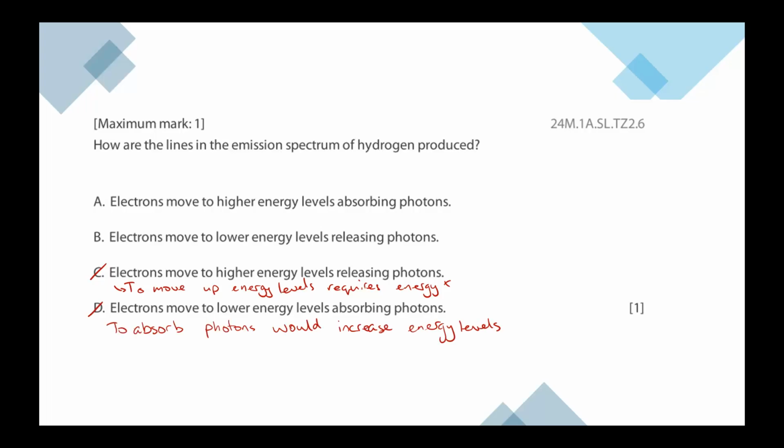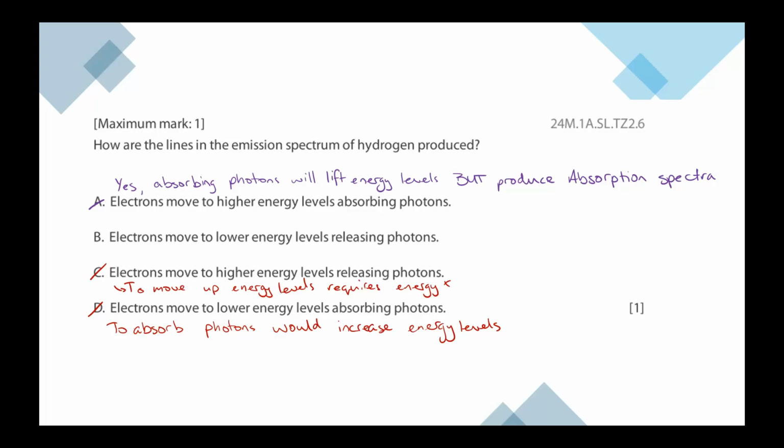D: electrons move to lower energy levels, absorbing photons. So when you absorb a photon, you're absorbing energy, right? So in that case, you would actually go up, not down. Up energy levels, not down. So to absorb photons would increase energy levels. What about A: electrons move to higher energy levels, absorbing photons.